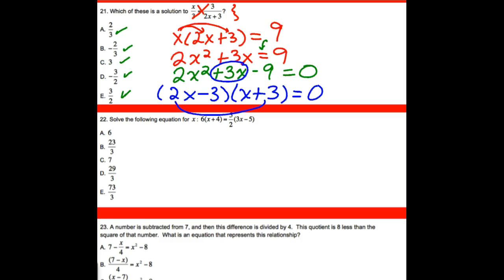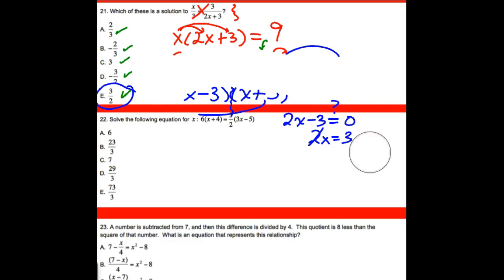If two things multiply to equal 0, one or the other has to be 0. So what would make the factor of 2x minus 3 equal to 0? Well, I'd have to add 3 and divide by 2. So x equals 3 halves is a solution. So E is correct. Also a solution would be negative 3, but that's not available in my answers.